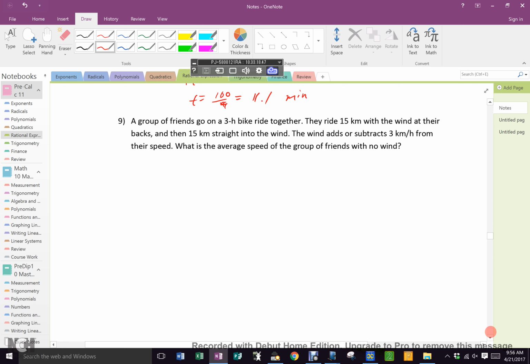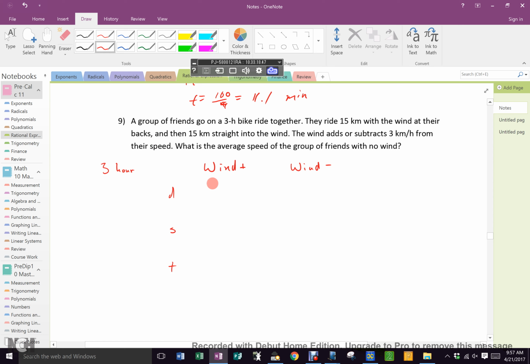All right, here we go. These are tricky, right? Read the whole question first. What do we have? We got a 3-hour bike ride, right? We've got the wind at their back and the wind at the front, yes? So we have the wind helping us. We have the wind hurting us. Agreed? And we have a distance, a speed, and a time.